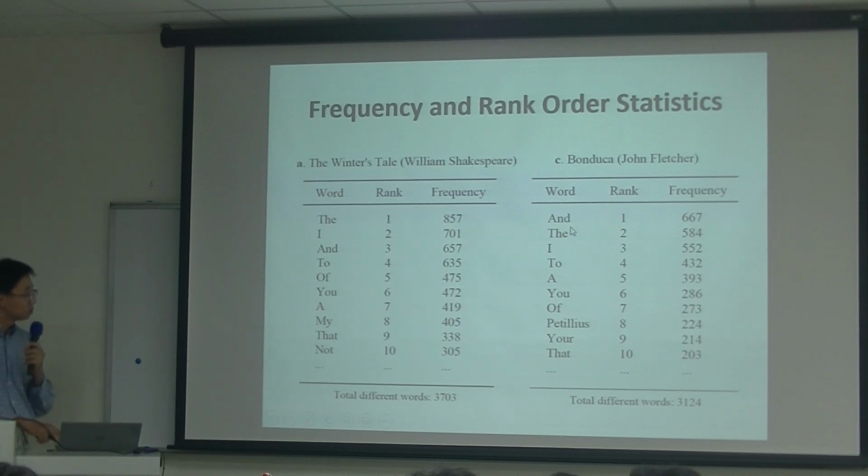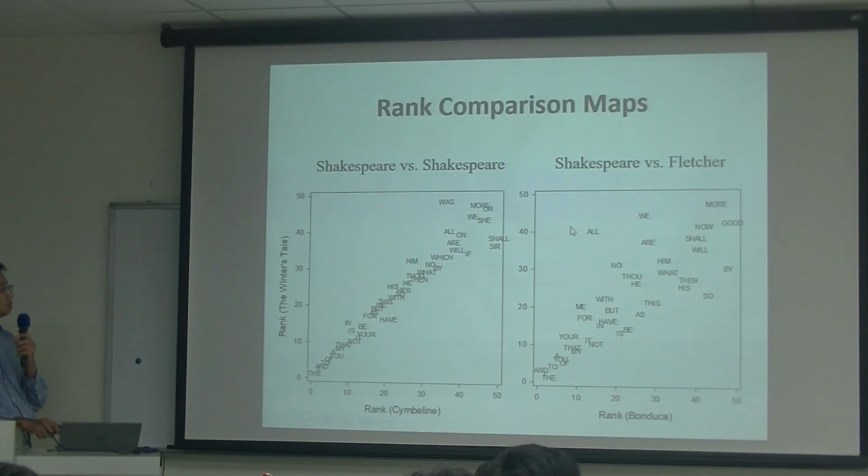So I used this rank order difference to make a plot. We can plot the rank order of these words in one play against the rank order in another play. For the two Shakespeare plays, you can see that the rank order is very similar because they have very similar occurrences. But for the comparison between Shakespeare and Fletcher, it is more scattered, meaning that their rank order is very different.